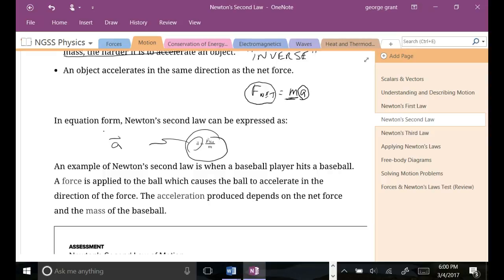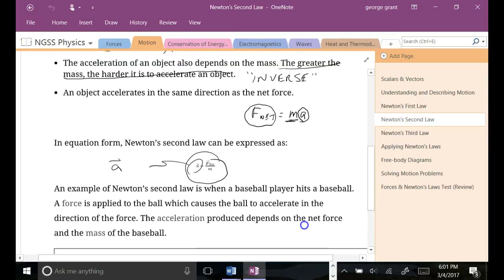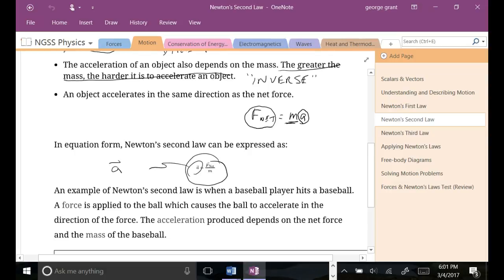So an example of Newton's second law is when a baseball player hits a baseball. A force is applied to the ball which causes the ball to accelerate in the direction of the force. The acceleration produced depends on the net force and the mass of the baseball. So the more net force there is, the greater the acceleration, and the lower the mass, the greater the acceleration. Notice how that first relationship was a direct one, and the second one between acceleration and mass was an inverse relationship. Okay, I hope that makes the second law a little bit clearer.